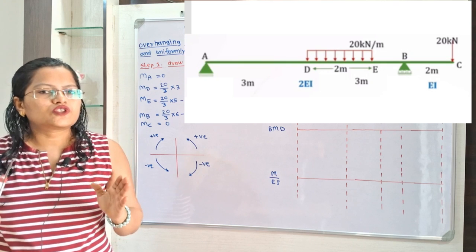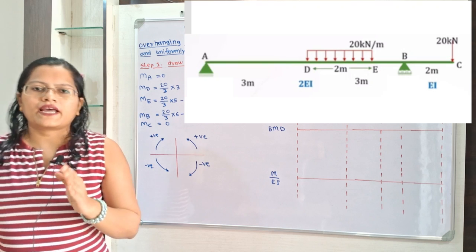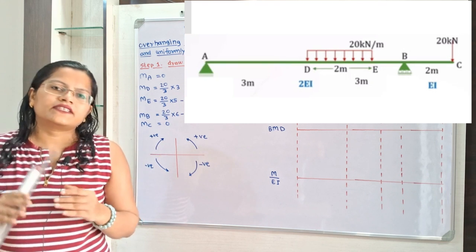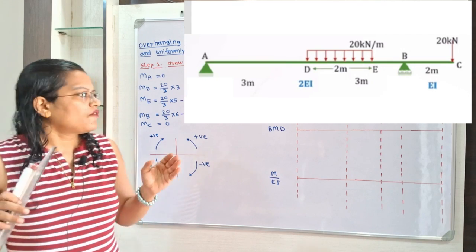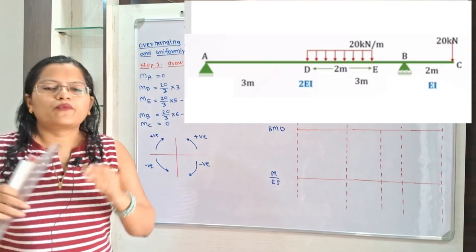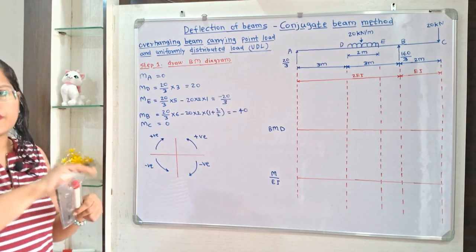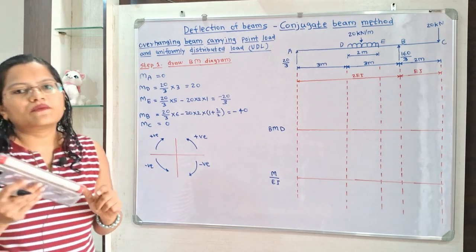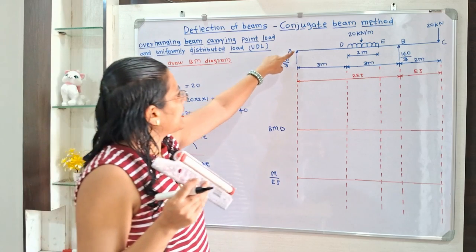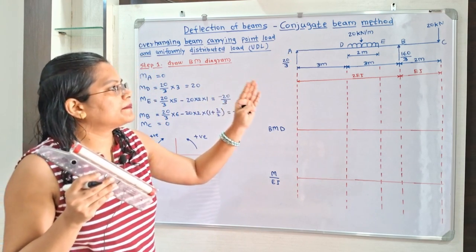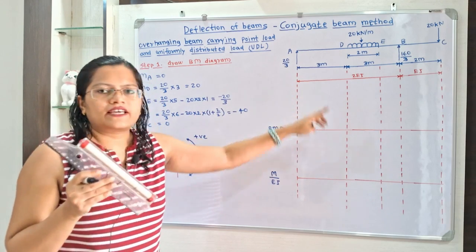First step is to draw the bending moment diagram. Now we know that the bending moment at the free end is equal to 0. So for this point A and at the point C we have to show the bending moment is equal to 0. Now we will draw the bending moment diagram, so we will extend all these points, that is point A, D, E, B, C, in the downward direction.